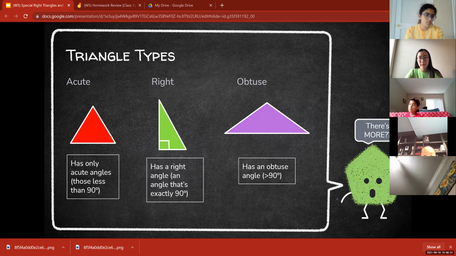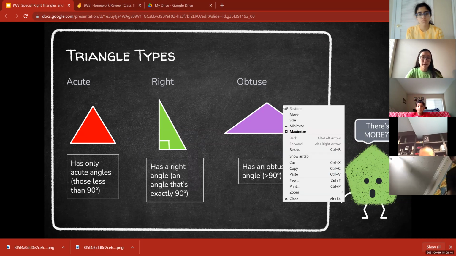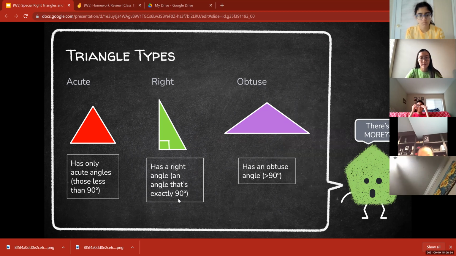So first we have acute triangles, which means that they only have acute angles. And an acute angle is an angle that's less than 90 degrees. Then we have a right angle. So as you can see, it's symbolized by those little lines in the corner. A right triangle has a right angle, which is an angle that is exactly 90 degrees. And then finally, we have an obtuse angle, which is greater than 90 degrees. So you can see Ishani is indicating the largest angle in that triangle is an obtuse angle.